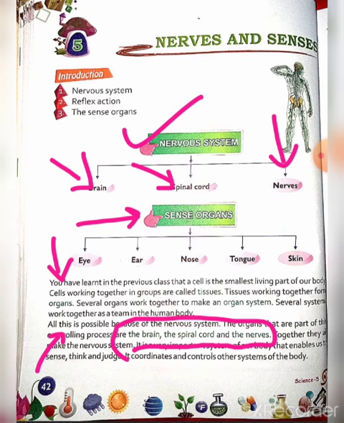It is a very important system of our body that enables us to sense, think and judge. It coordinates and controls other systems of the body. So the nervous system is the main part which controls all of our functions. Okay, then come to the next page.